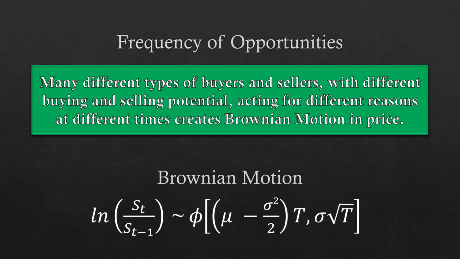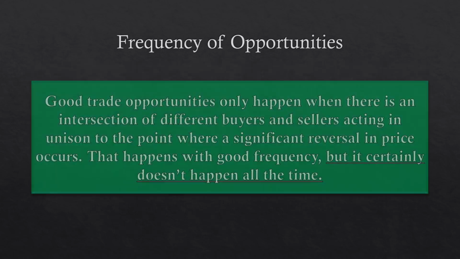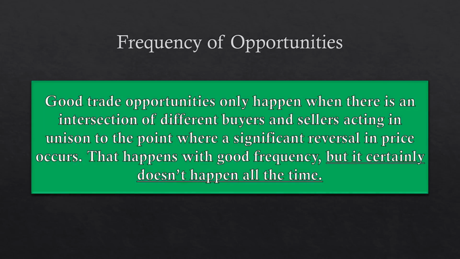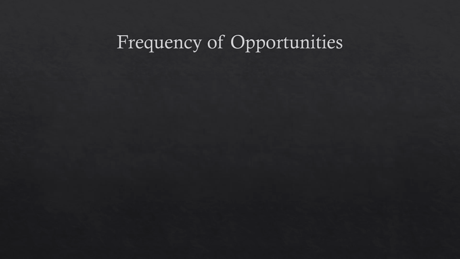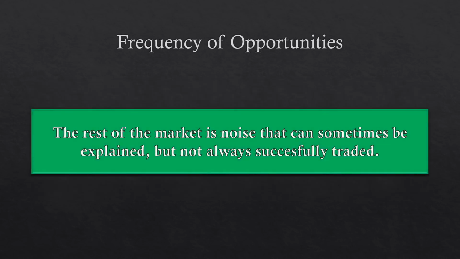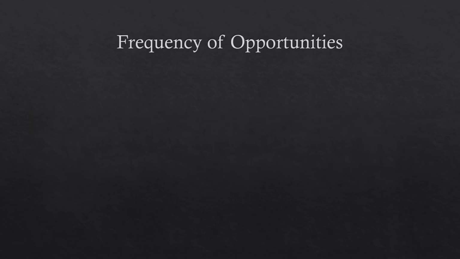That implies that good trading opportunities only really happen when there is an intersection of different buyers and sellers acting in unison to the point where a significant reversal in price occurs. That happens with good frequency, but it certainly doesn't happen all the time. The rest of the market is noise that can sometimes be explained, but not always successfully traded. In other words, instead of thinking about the market as an endless stream of opportunities, you need to think about the market like a hunter thinks about prey.